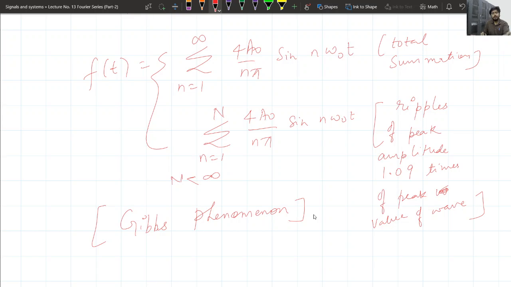So the purpose of the discussion is that we need to do infinite summation in order to get a perfect Fourier series expansion, or the perfect curve of the wave. Otherwise, there will be ripples in the wave, or the wave will be of a distorted nature.